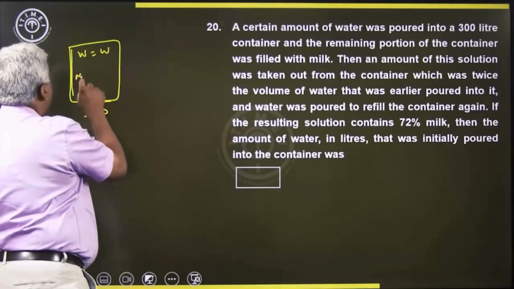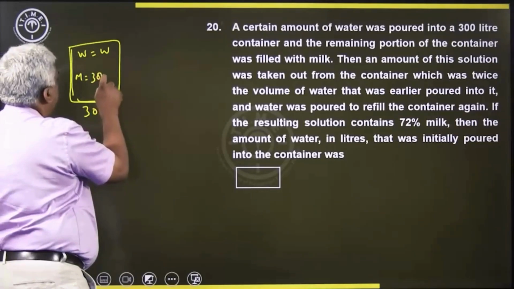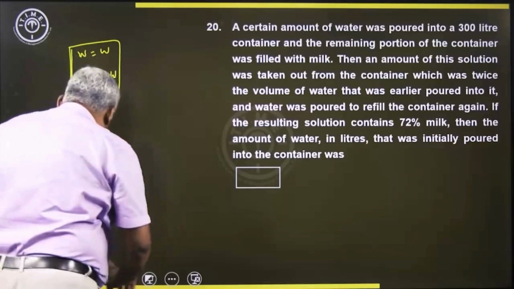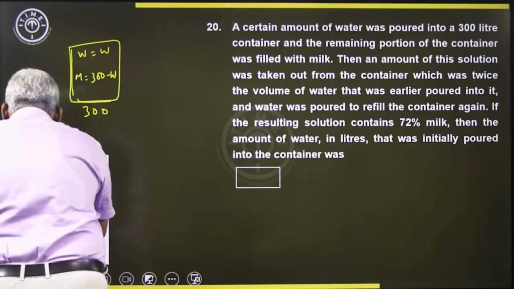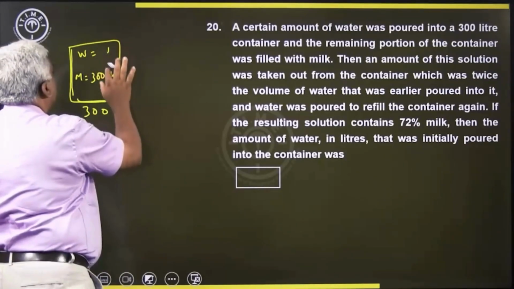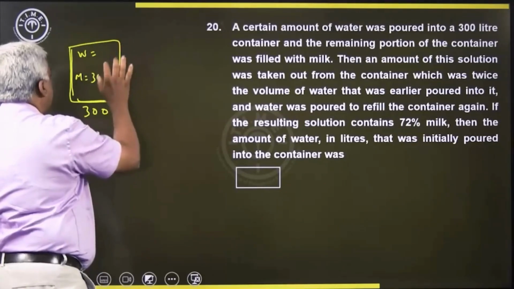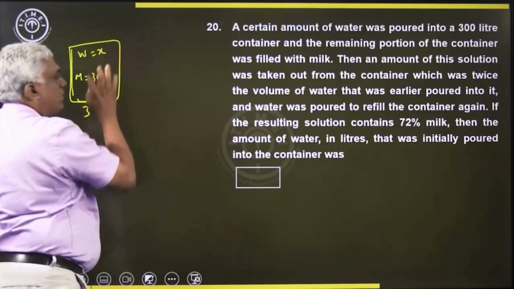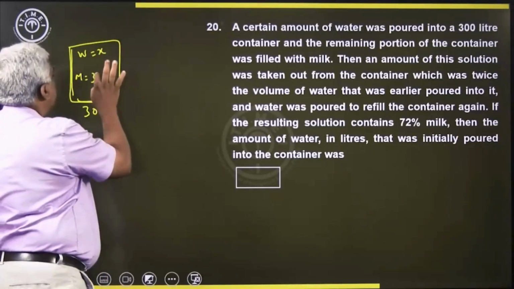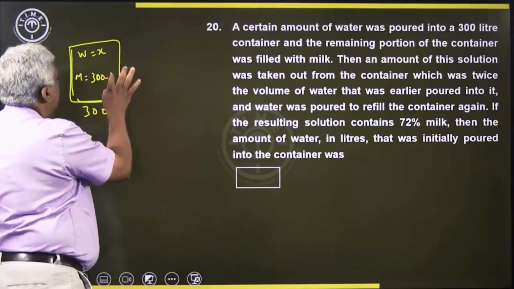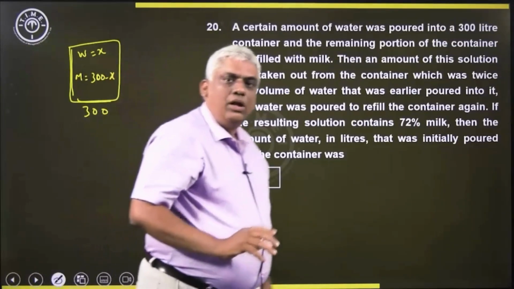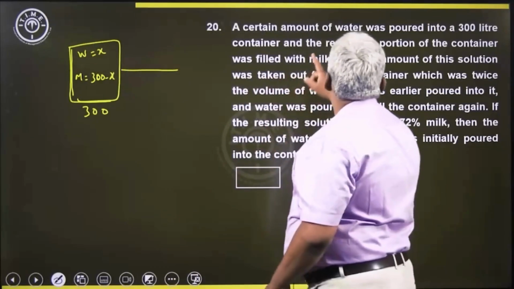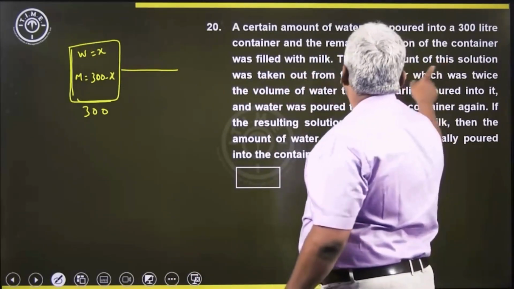Let us say the water poured was X liter, and the remaining was milk. So, milk was 300 minus X, okay. The remaining container is filled with milk.